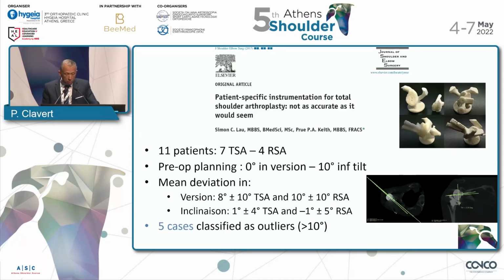They also looked at the cases considered as outliers, more than 10 degrees of difference between the planning and the results, and 5 out of the 11 cases were considered outliers. So their conclusion is that PSI for total shoulder arthroplasty is not as accurate as it is made out to be. But once again, in this study, the patients had large defects.